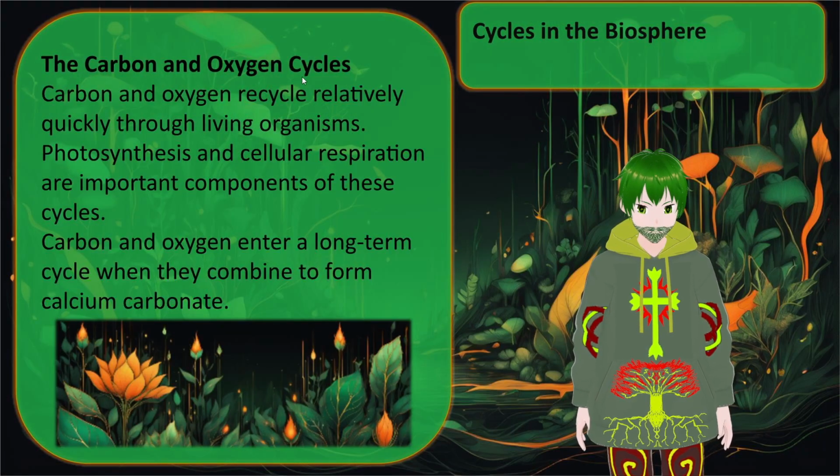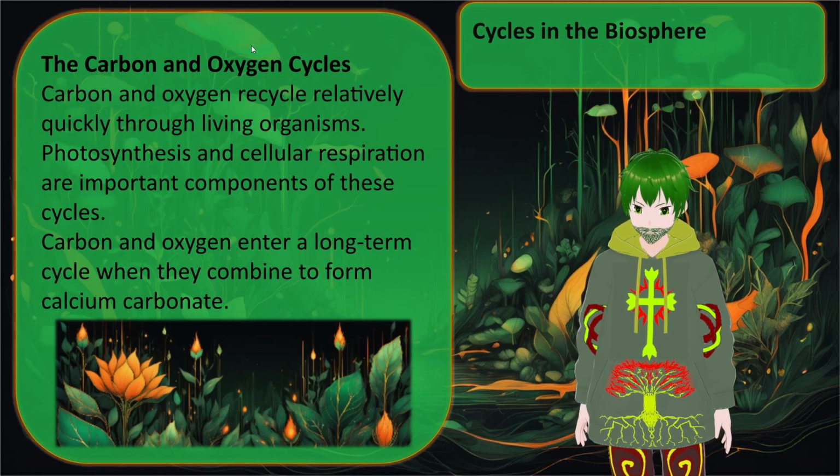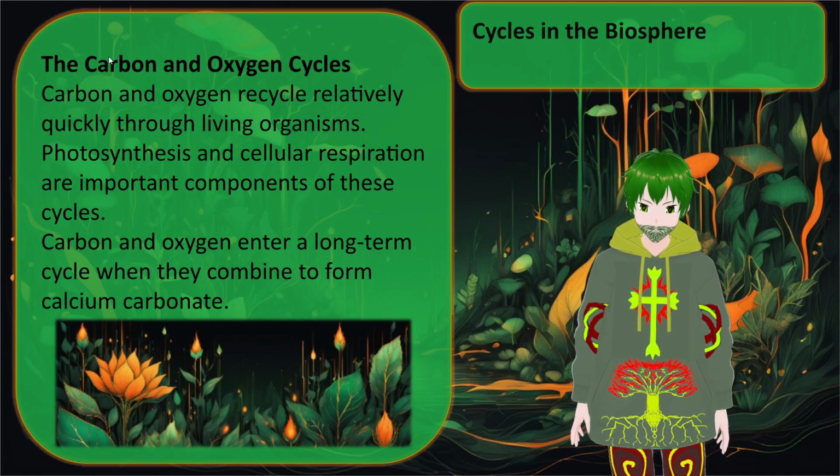And so the carbon and oxygen cycles are both related through two processes. One is photosynthesis, which takes carbon out of the atmosphere, and the other is cellular respiration, which releases carbon dioxide back into the atmosphere. So photosynthesis is carbon dioxide in, oxygen out; that's carbon fixation. And then cellular respiration is oxygen in, carbon dioxide out.